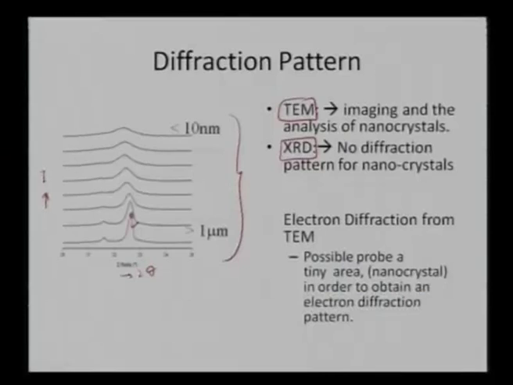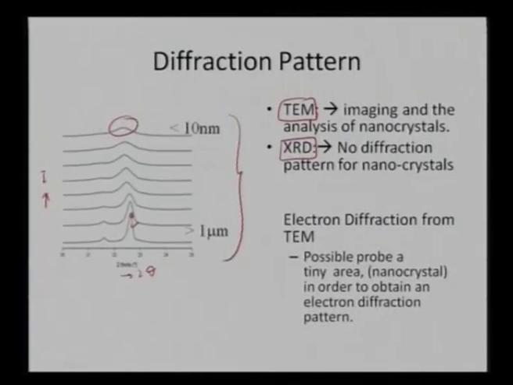That my XRD is not able to detect whether I have some crystallinity in the material. It starts showing broadening of the peak, because as soon as my grains are becoming finer and finer, I start getting broadening of the peak. So the crystallite size can also be calculated from the broadening of the peak itself.